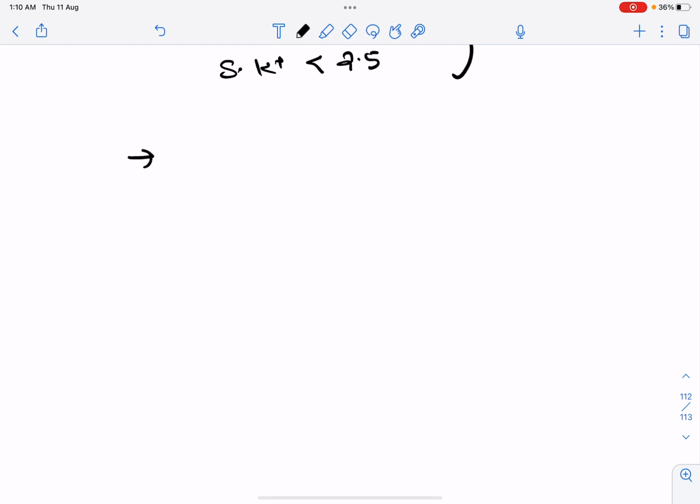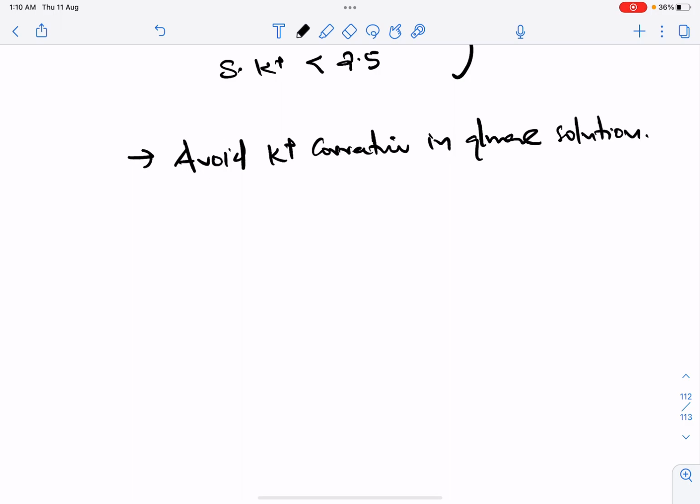The first one is avoid potassium correction in glucose containing solution. Okay, because the glucose in the solution will stimulate insulin secretion. This insulin will cause intracellular shift of potassium. That is why we have to avoid glucose containing solution for correcting potassium.